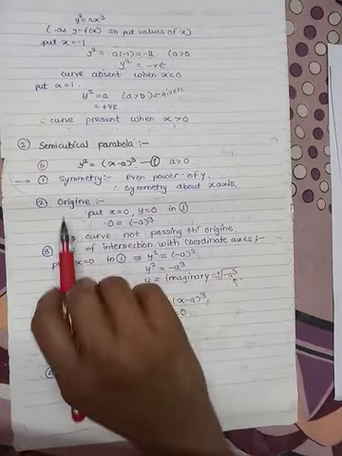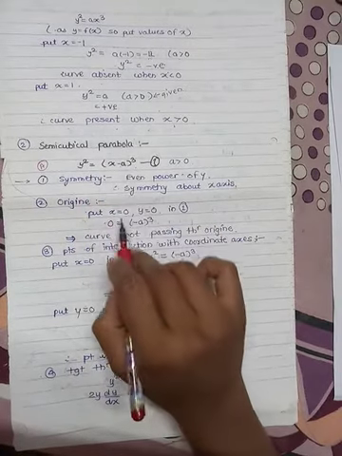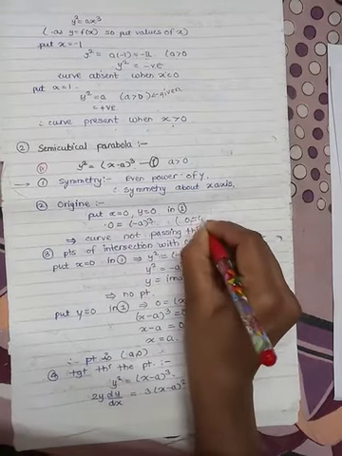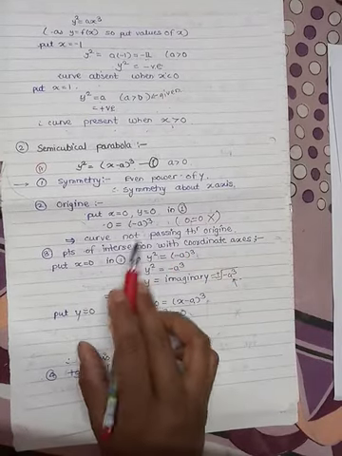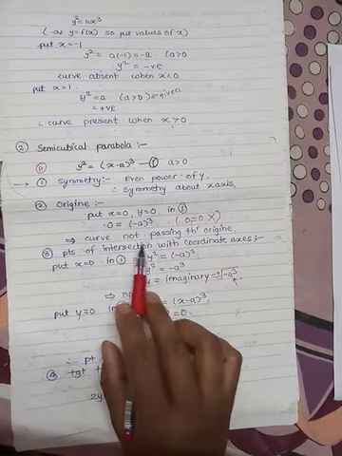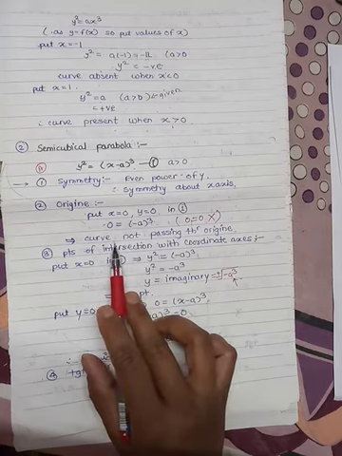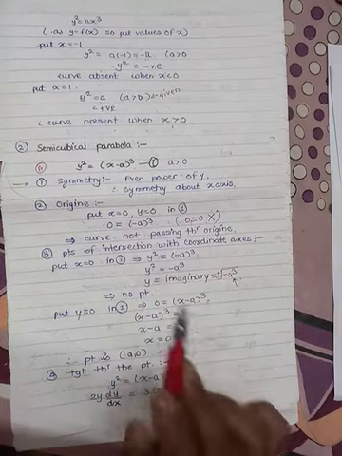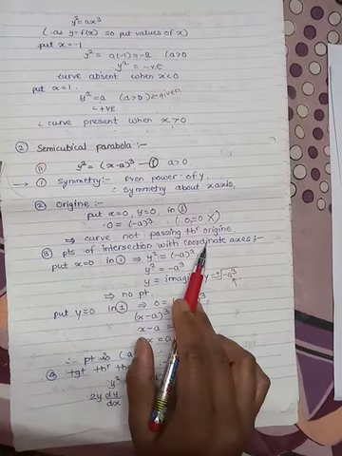Then origin: for origin put x equal to 0 and y equal to 0. So 0 equal to 0 minus a cube, that is 0 equal to minus a cube. We don't get 0 equal to 0. So in this example we don't get the 0 equal to 0 equation, so the curve is not passing through origin. If we get 0 equal to 0, then you can conclude the curve passes through origin. If you don't get this equation, the curve is not passing through origin. Then the next condition is points of intersection with the x-axis and y-axis.